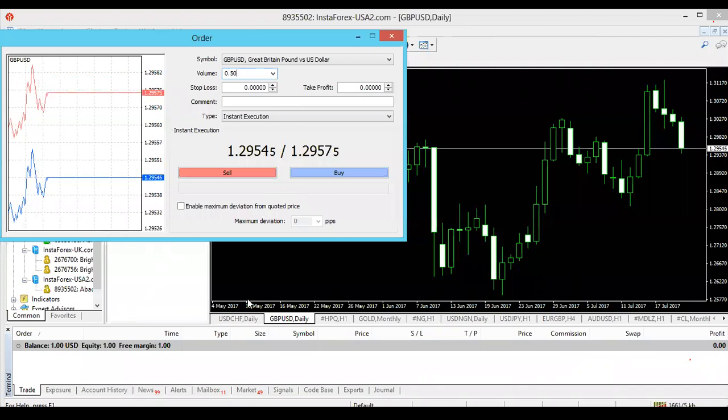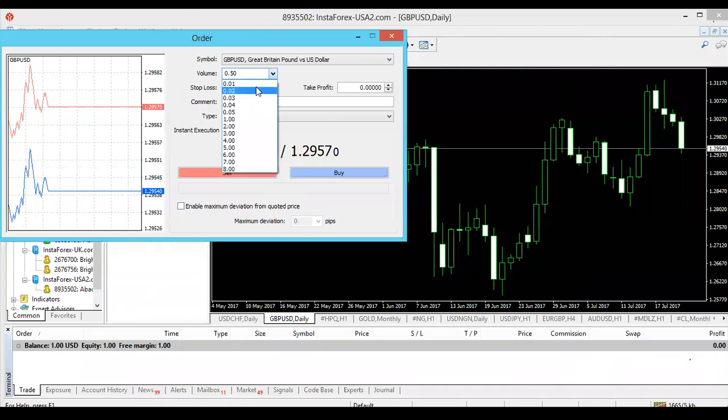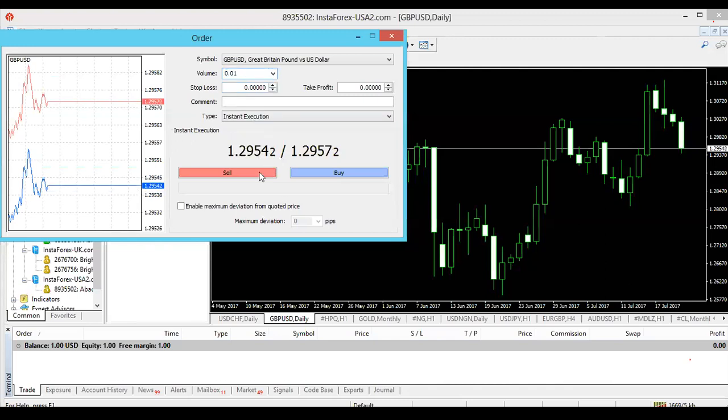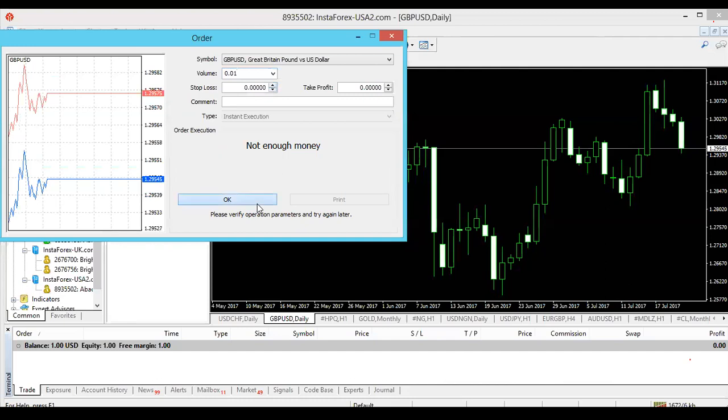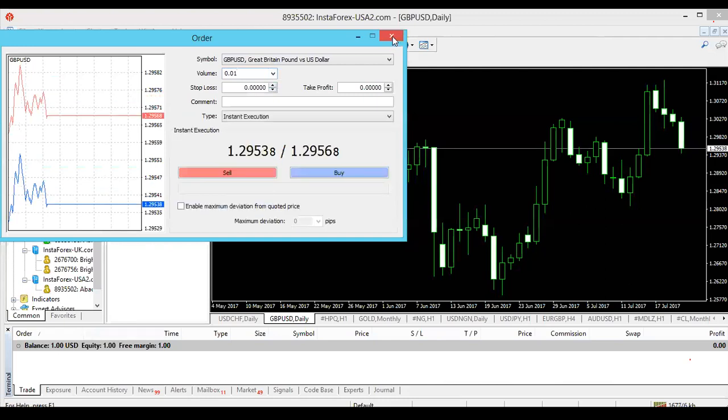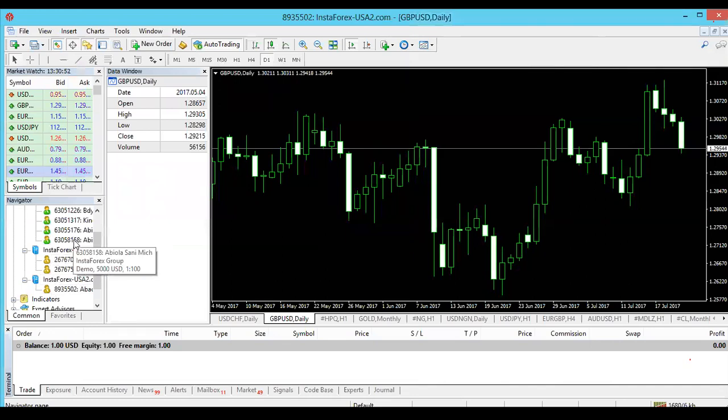Okay, let me give you an example here. Let's say I have this amount of money here now, and the market is selling. I apply sell. Not enough money, because it's $1. There's not enough money in the account because it's $1. Let me try to select another account that has money. This one has $5,000. Let me try to log into this account. If you have any question, you can ask me. Any questions so far?